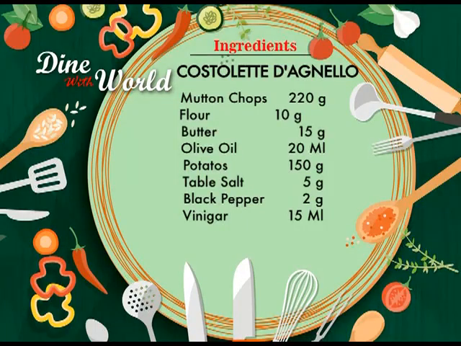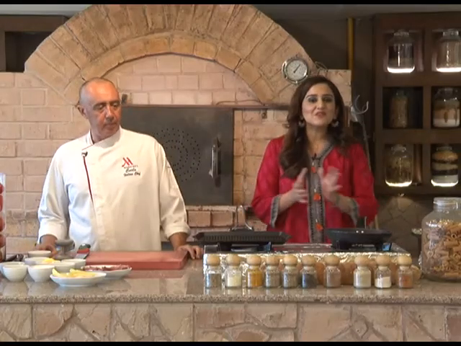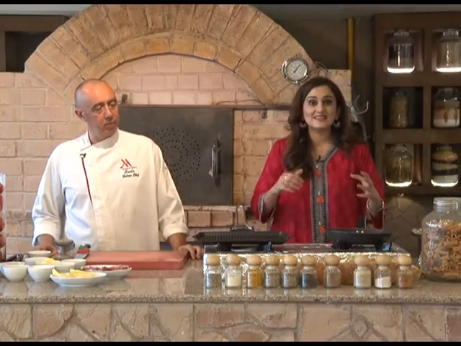The ingredients are mutton chops, 220 grams, flour, 10 grams, butter, 15 grams, olive oil, 10 milliliters, potatoes, 150 grams, table salt, 5 grams, black pepper, 2 grams, balsamic vinegar, 15 milliliters. So these were the ingredients of costolette di agnello.